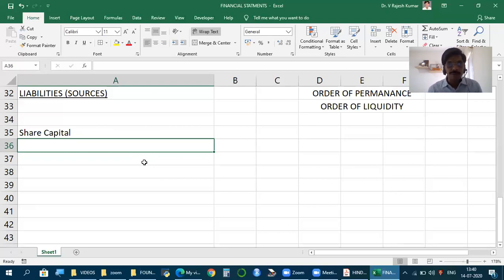Shares are of two types, preference and ordinary. Preference shares are those, the holders of which get preference in payment of dividends each year and in repayment of capital at the closure of the company. So they have only preference in payment, but they don't have any rights. Ordinary shareholders, equity shareholders, are those who have rights, who have powers, voting rights. They're the decision makers.